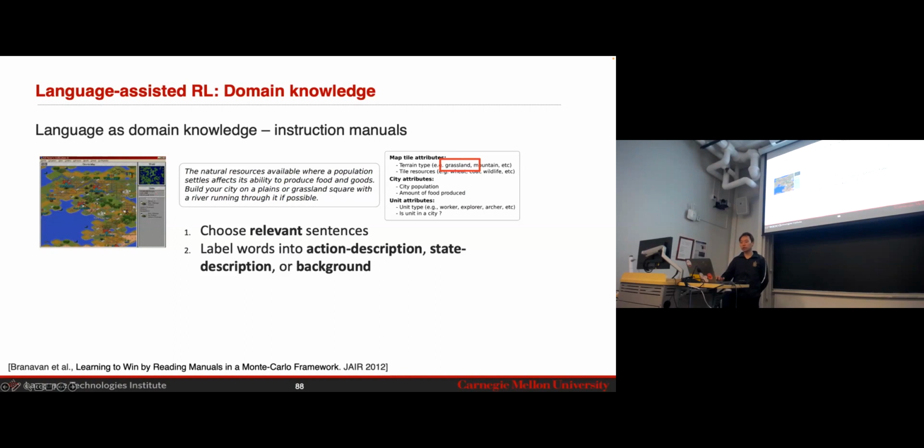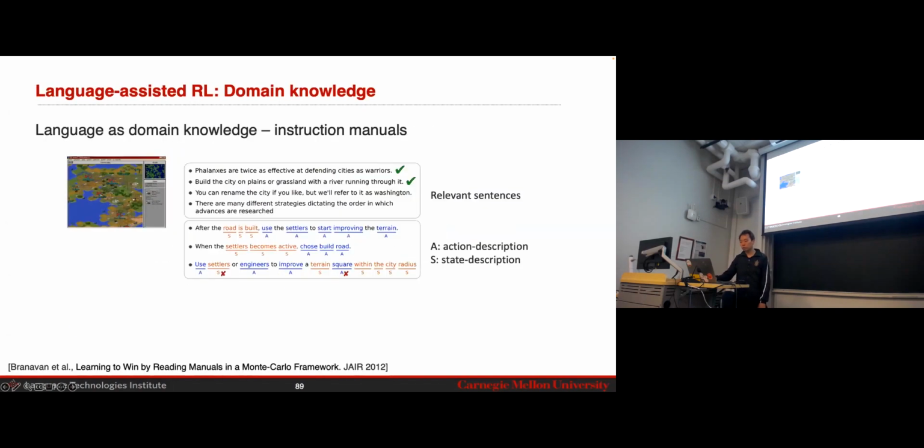What these folks also did was they categorized the instruction manuals into things that are describing the actions, things that are describing the states, or things that are more general background gameplay, right? Action descriptions would be, okay, here's how you farm, here's how you trade, here's how you do this. State descriptions are like, here's how you gauge how much natural resources you have, here's how you gauge where to build a city, and so on.